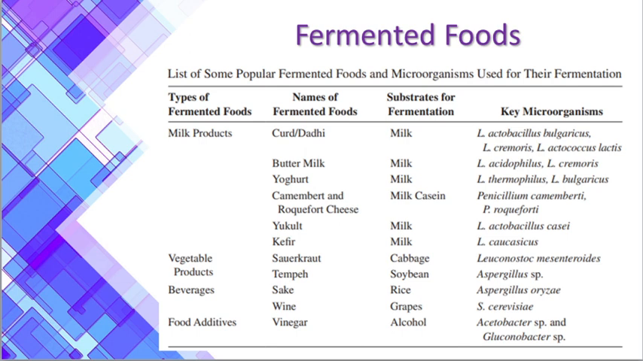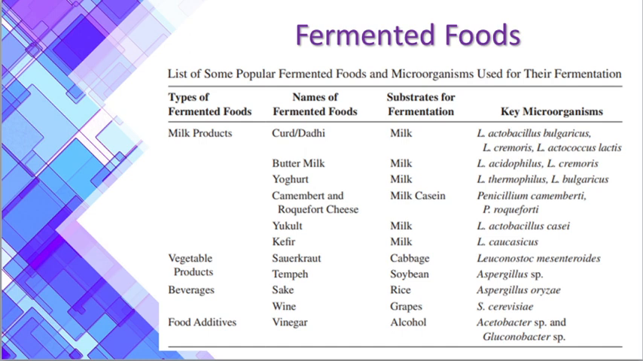Next is Yakult, and Yakult or kefir are prebiotic food. Yakult is of Japanese origin and generally employed for curing diarrhea and constipation. So both substrate used is milk. For Yakult fermentation, the microorganism used is Lactobacillus casei, and for kefir the bacteria used is Lactobacillus caucasus.